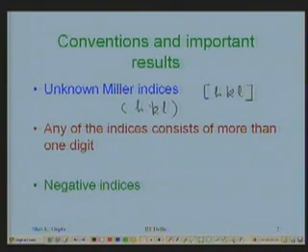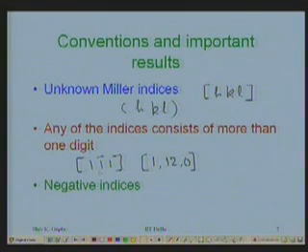Any of the indices which consist of more than one digit, we need to have a separator; otherwise we do not use a separator. This is very important. So for example, direction 1 bar 1 1, I don't have to use a separator. But if it is a direction 1, 12, 0, I need to put a separator, right? Then if the indices happen to be negative, the bar is placed on top of the index like here and is read as bar 1.